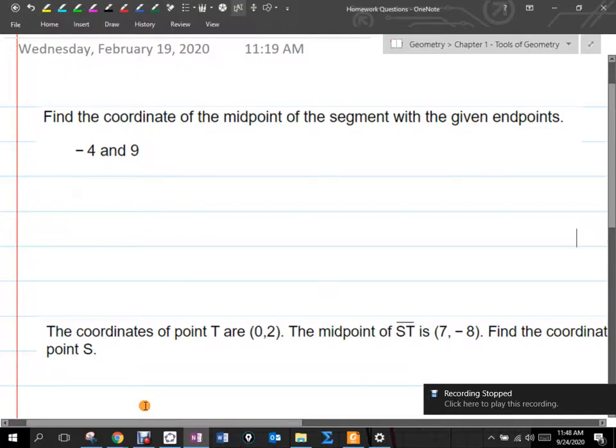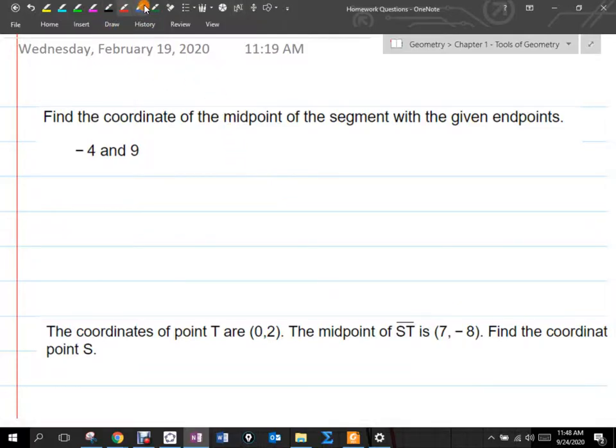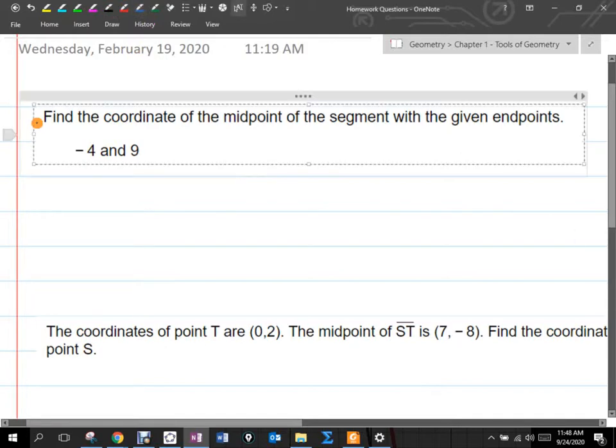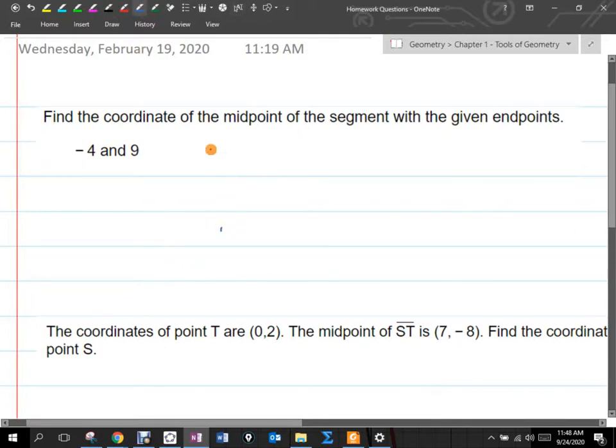The first question I want to go over is going to be on the test tomorrow. This is asking you to find the midpoint of a segment with these endpoints. Remember, all you have to do, however you want to write the formula, if you call that point A and that point B, your formula for finding the midpoint is A plus B over 2. It's the average. If you want to call it x1 and x2, it's x1 plus x2 over 2.